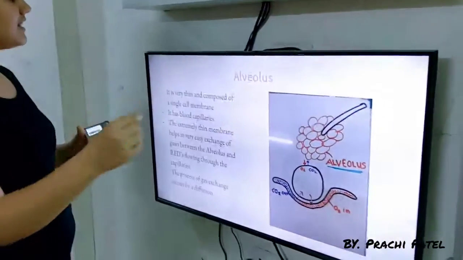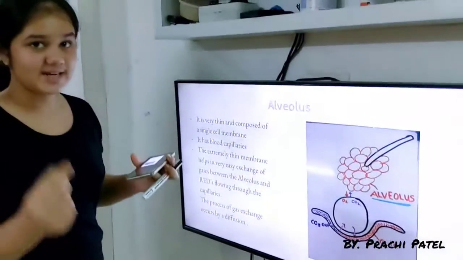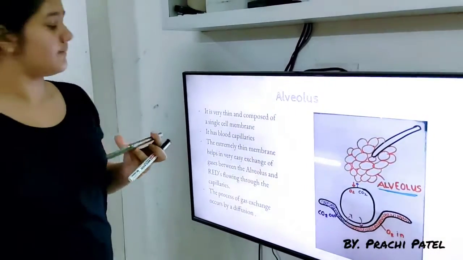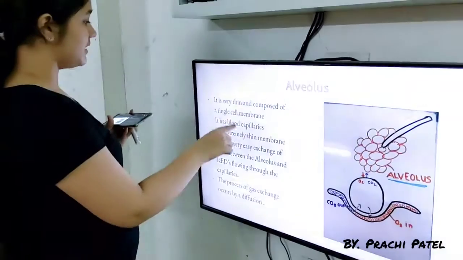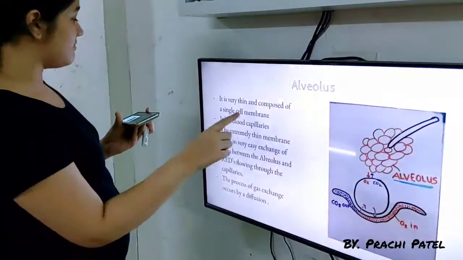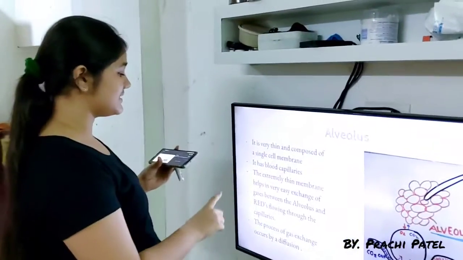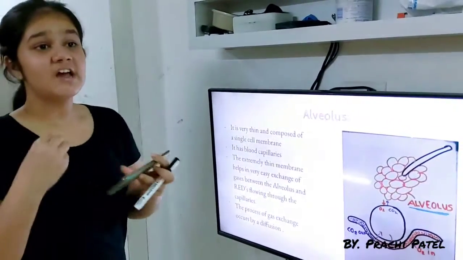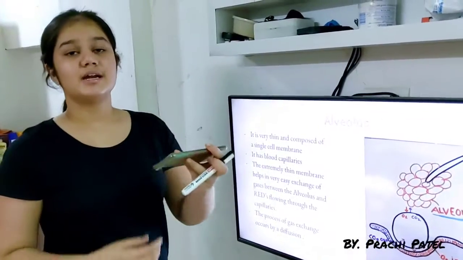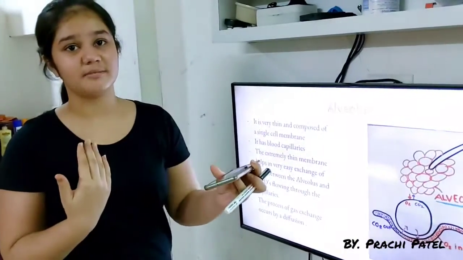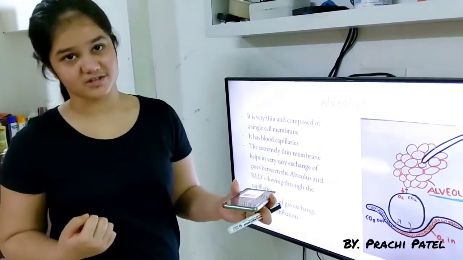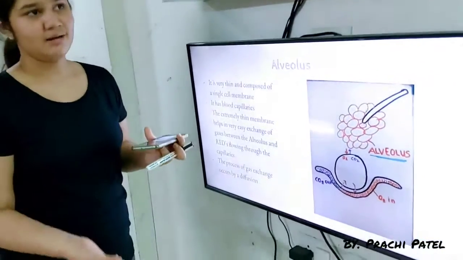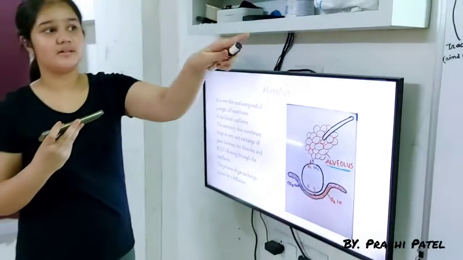The alveolus is composed of a very thin single membrane. It is very thin, so it helps the oxygen go into the body. It has blood capillaries. It is an extremely thin membrane, which helps very easily exchange gases between the alveolus and red blood cells flowing through the capillaries. Because it is a very thin membrane, exchange is very fast, giving out carbon dioxide and taking in oxygen. The process of gas exchange occurs by diffusion, and that is the main part, and that provides the oxygen.